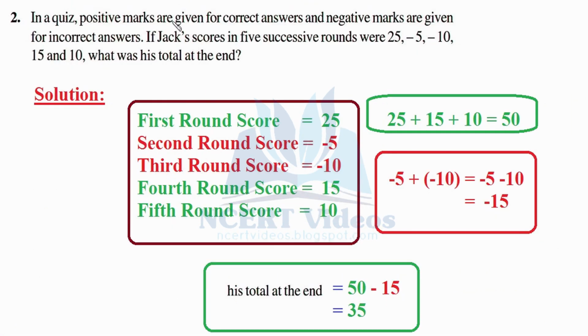Second, in a quiz, positive marks are given for correct answers and negative marks are given for incorrect answers. If Jack's scores in 5 successive rounds were 25, -5, -10, 15 and 10, what was his total at the end? So the solution is you have to write all the numbers first of all, the rounds he scored. For first 25, second -5, similarly for fourth 15 and for fifth he scored 10. So we have made it easy by marking positive numbers with green and negative with red. This makes calculation easier. First of all, we will add the green ones, that is the positive scores he achieved. So 25 plus 15 plus 10 is nothing but 50. You can do it very easily.